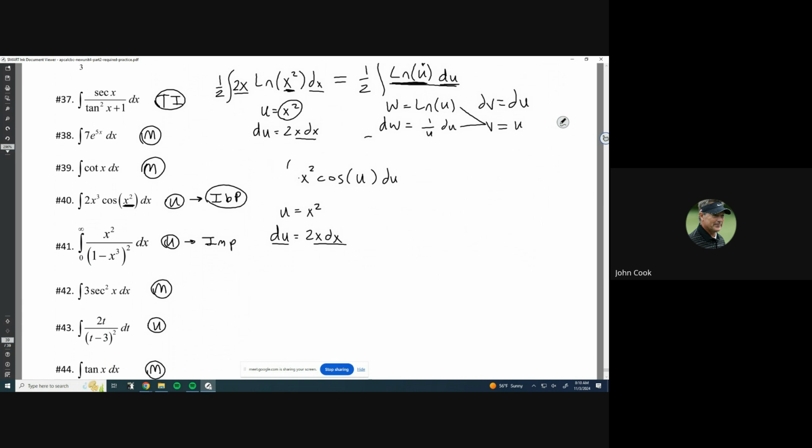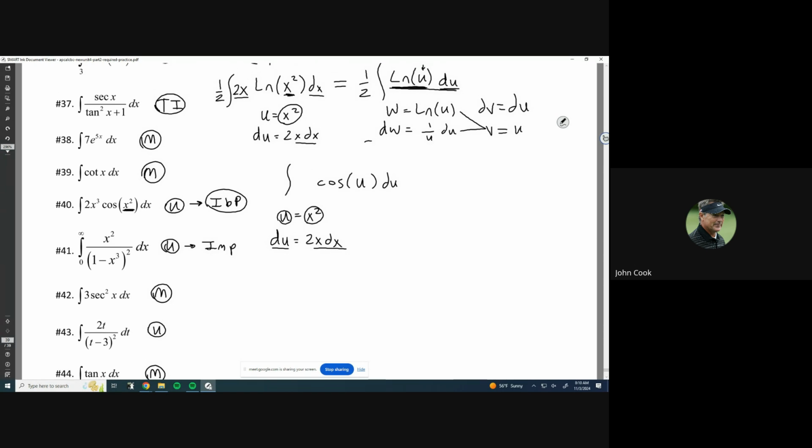And you might be confused. You're like, oh, how do I get rid of that? Well, remember that x squared is u. So you can just replace that part with a u. And now we can do this u substitution because we replaced all of the x variable with this u. So we substituted out the x stuff for u stuff.